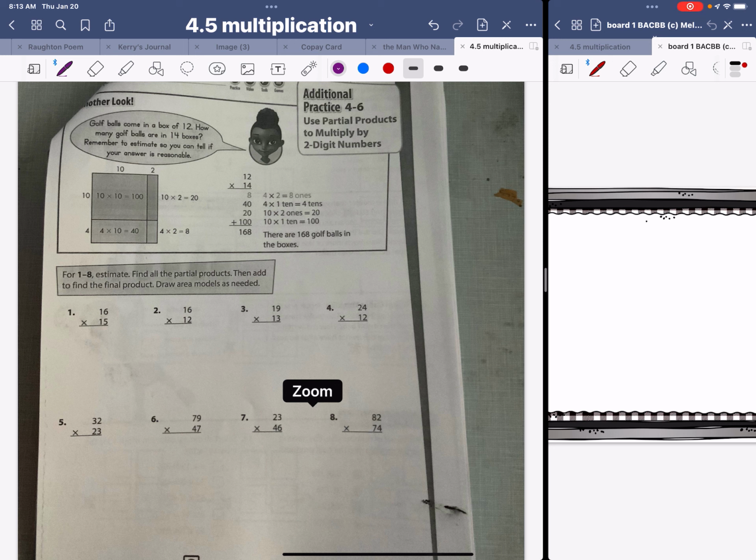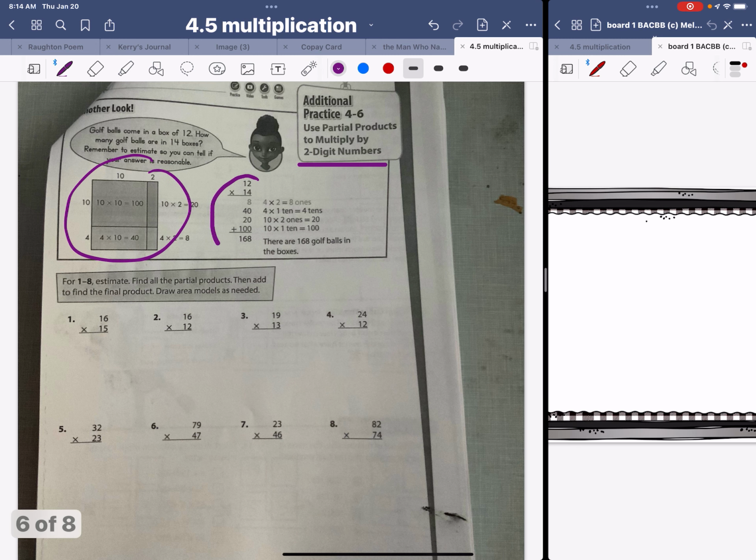Okay, so we're using partial products to multiply by a two-digit number. This is just like we did yesterday. No, it's not. Okay, well, this way is, and then this way. All right? Okay. So, 1 through 8. Estimate, find all the partial products. Then to find the final product, draw area models as needed. So, let's go back up here.